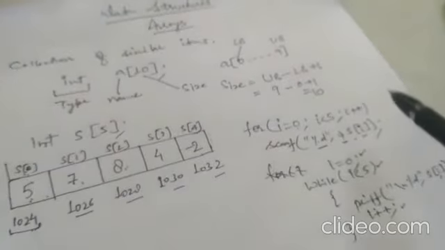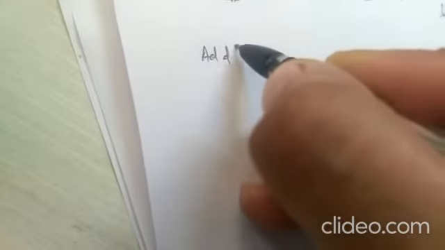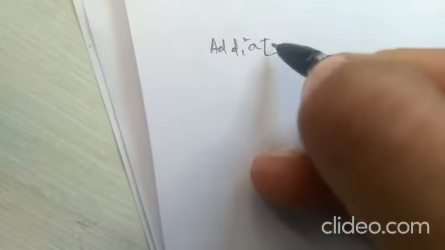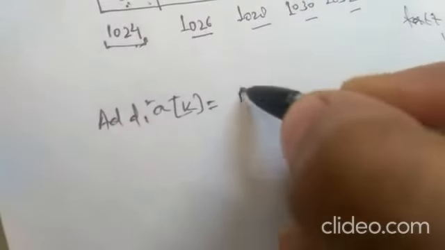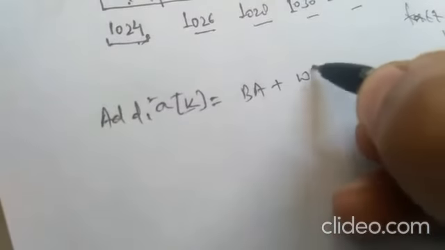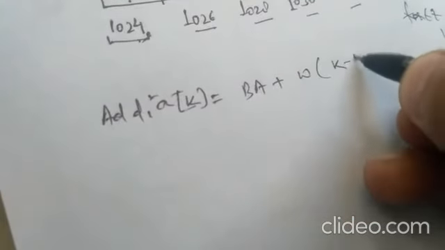So let's move further. So this was about one-dimensional arrays. We have seen this address calculation. Sorry, we'll discuss address calculation here. So there is a formula, and this formula says if you want to get the address of a of kth element within a single dimensional array, then it is base address plus w into k minus lower bound.